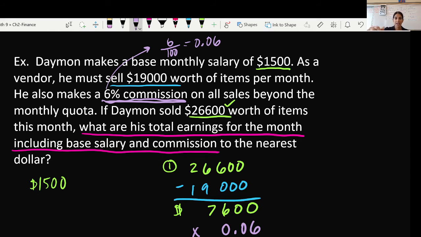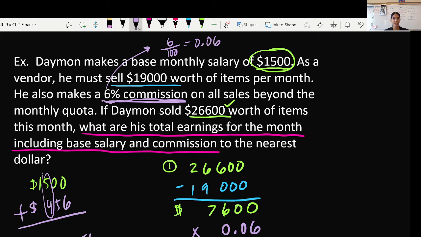Okay, so just a reminder that he also got a base salary of $1,500. So basically, this is the commission he earned. So I'm going to add that to my base salary, so 456. So the total after doing this calculation would be, well, we don't even need our calculator. We can just do this in our head, $1,956.